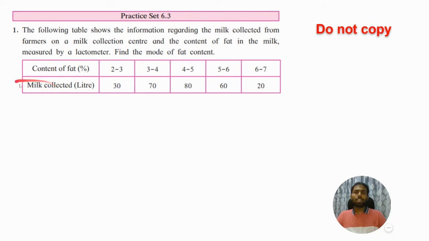Okay, here 30 liters of milk is collected, in which the content of fat was 2 to 3%. Okay, 70 liters of milk was collected in which the fat content was 3 to 4%. 80 liters of milk was collected in which there was 4 to 5% fat, and so on and so forth. So we have got the data and we have to find the mode of fat content. What is the mode of fat content from this data?